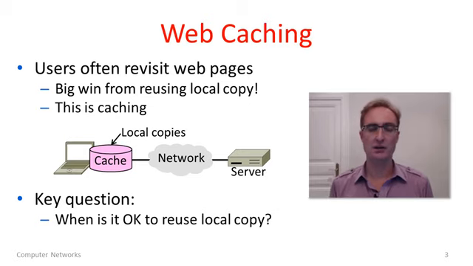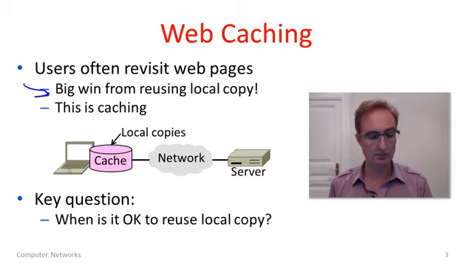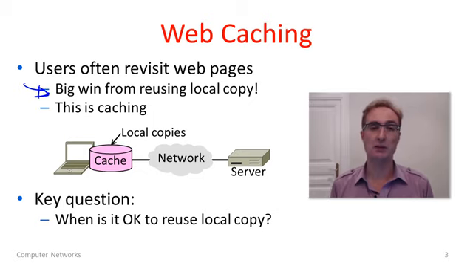So the motivation for web caching is that users often revisit the same page. They're looking at the same content. When this is the case, there's a big win that's waiting to be had by simply reusing the local copy. That is, if you remember what the page looked like the last time you visited it yesterday and it hasn't changed today, or most of it is the same, such as many of the images, because the site looks the same, then we can reuse all of that and avoid transferring that content over the network.